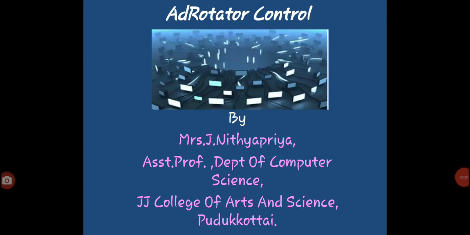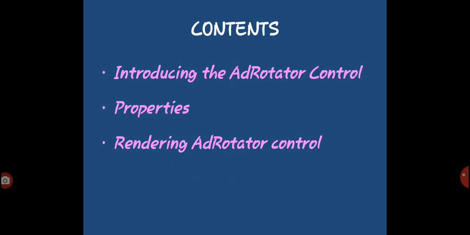Even today we are going to see the first rich web control, which is the ad rotator control. Previously we saw the web server controls like label, buttons, radio button, checkbox, list box, drop down list, etc. In this second unit we are going to discuss two rich web controls, namely the ad rotator control and the calendar control, and this is your first rich web control, the ad rotator control.